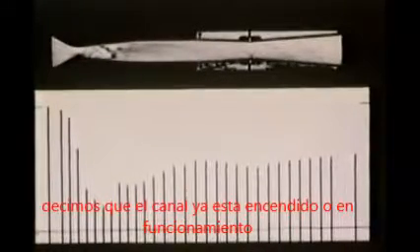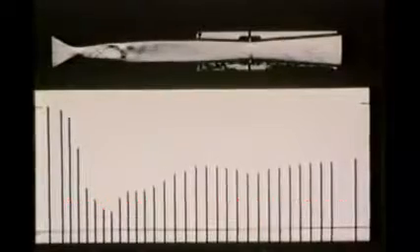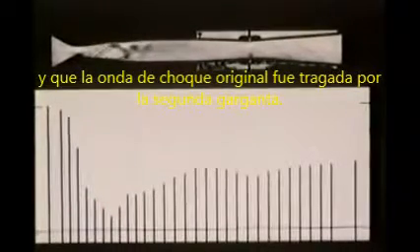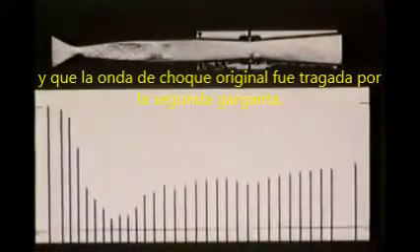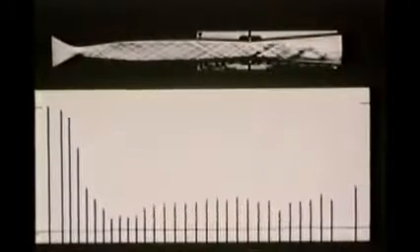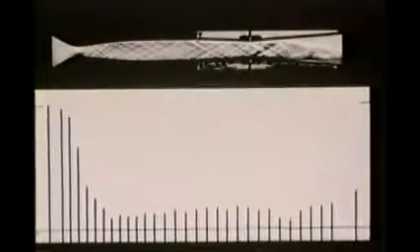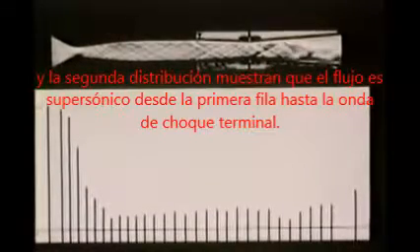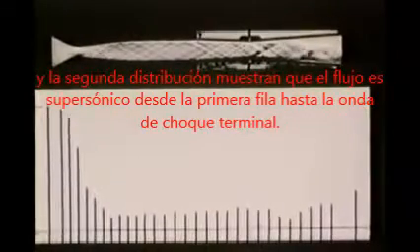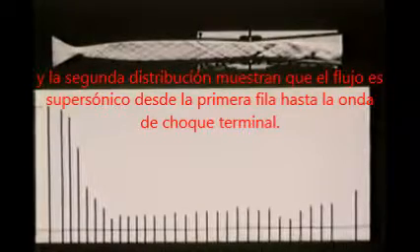We say that the channel is now started, or running, and that the original shock wave has been swallowed by the second throat. The wave pattern ahead of the second throat and the pressure distribution show that the flow is supersonic all the way from the first throat to the terminal shock wave.